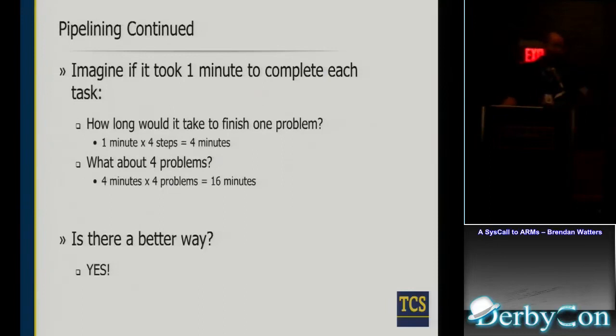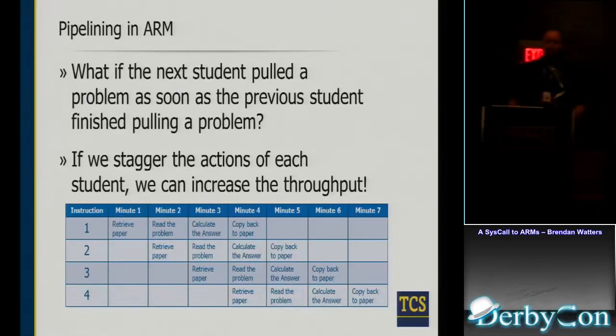1 minute to take a problem out of the bowl, 1 minute to read the problem, 1 minute to do the problem, 1 minute to write the answer back. If that's the case, how long does it take to do one problem? 4 minutes, right? 4 steps, each 1 minute, 4 minutes. If I wanted to do 4 problems, 16 minutes, right? 4 problems, 4 minutes per problem, 16 minutes. So pipelining gets around this by finding a better way.